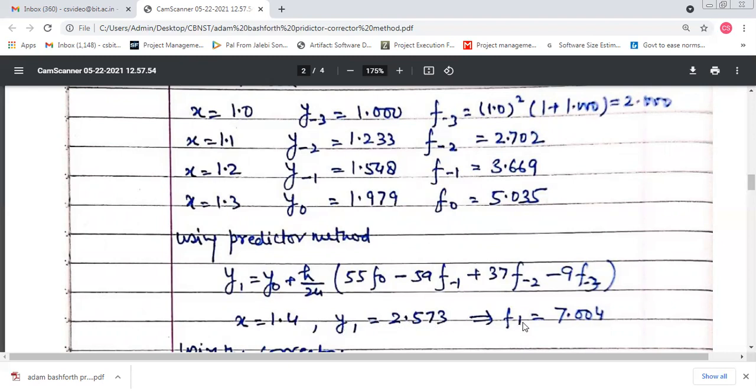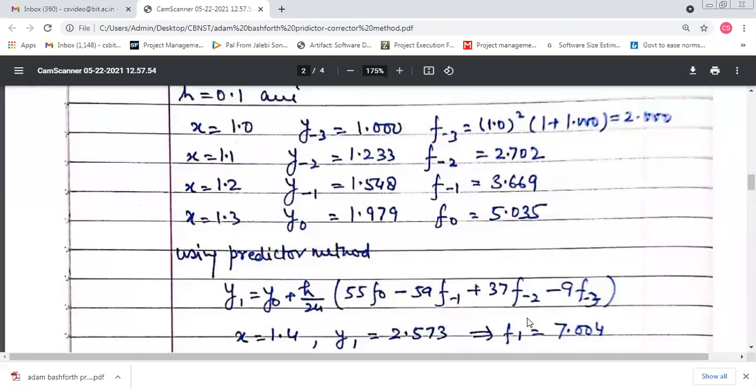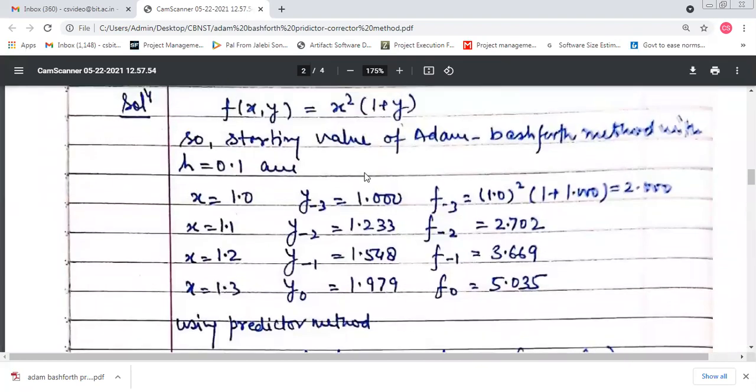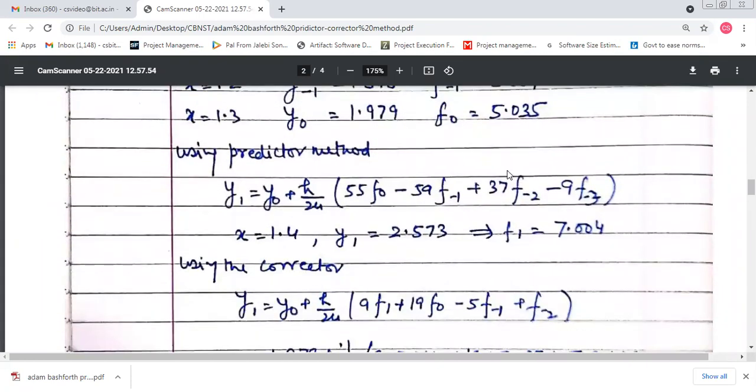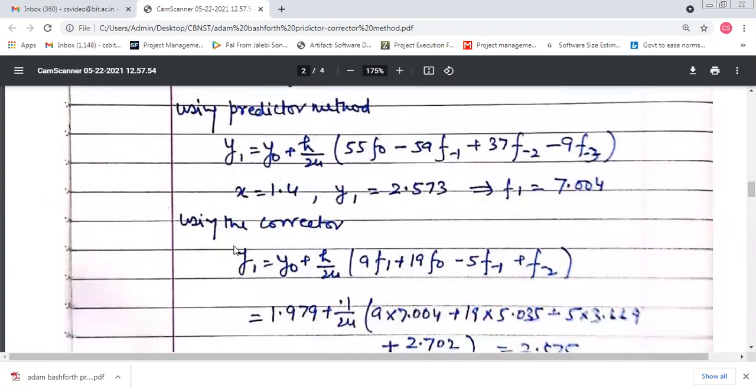We can find out the value of f1 by putting the values in this equation, considering x equal to 1.4 and y equal to y1. So this is the predictor value which we have found for f1, that is 7.004. Now we apply the corrector method. The corrector formula is y1 = y0 + (h/24)(9 f1 + 19 f0 minus 5 f minus 1 + f minus 2).